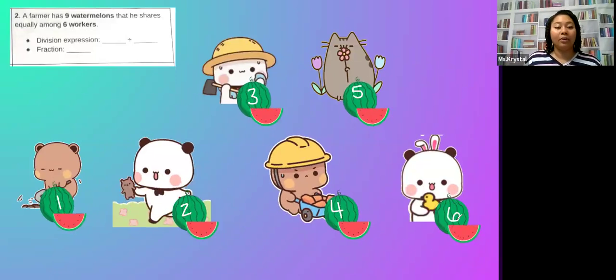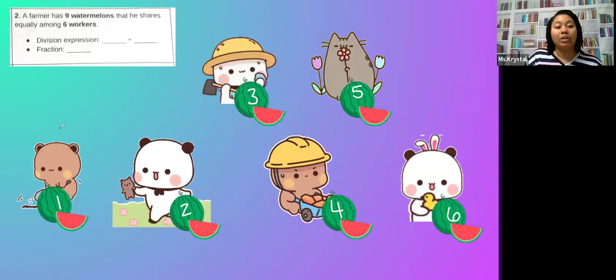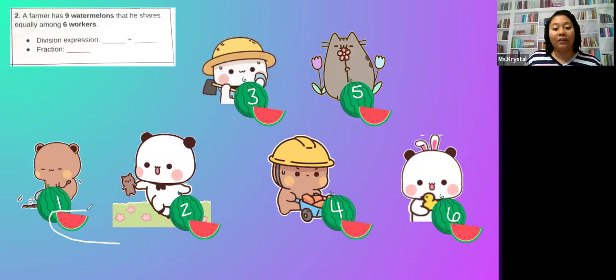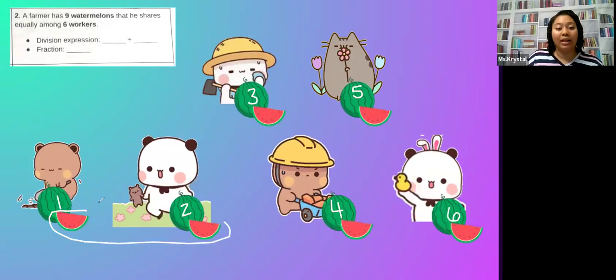Now let's count those halves. But remember, let's group them together so we know what is 1. So this half and this half make a whole. That's 1.